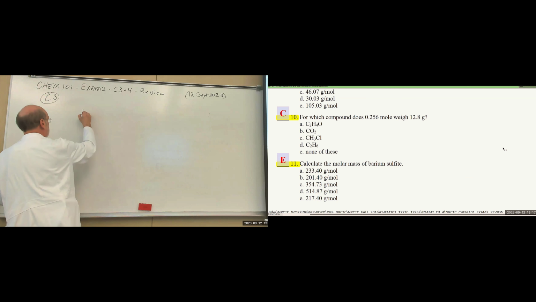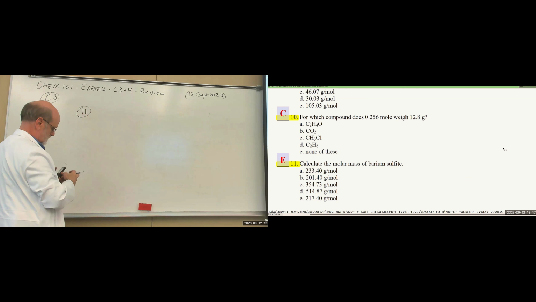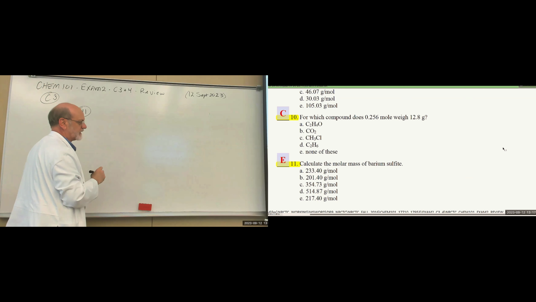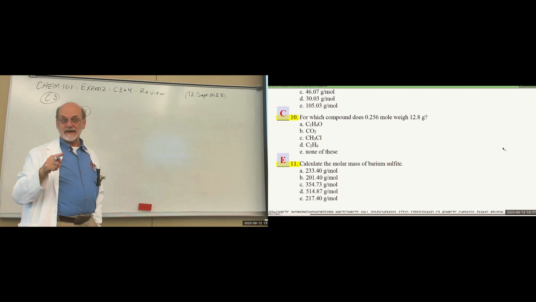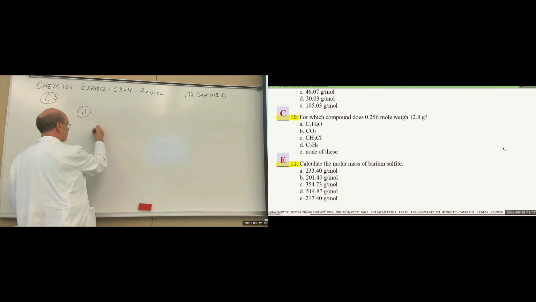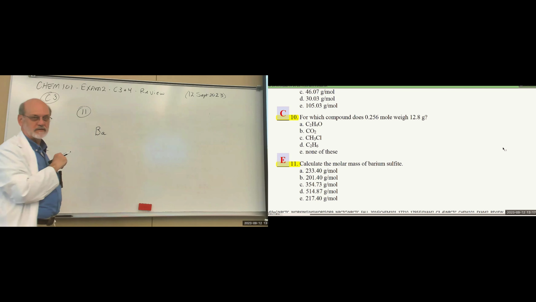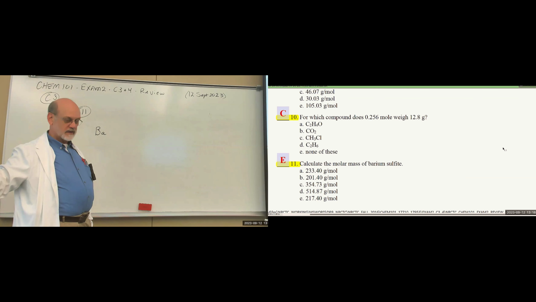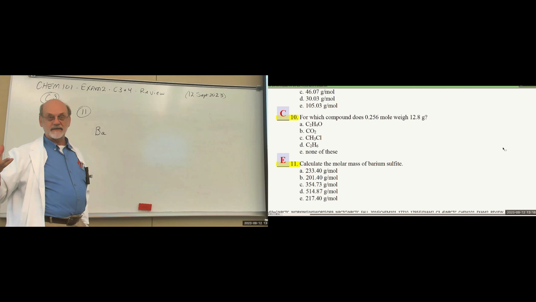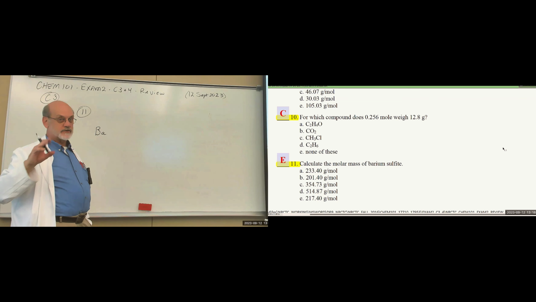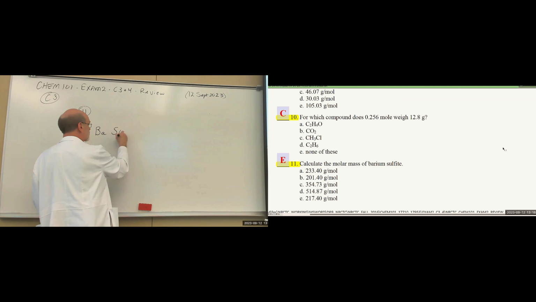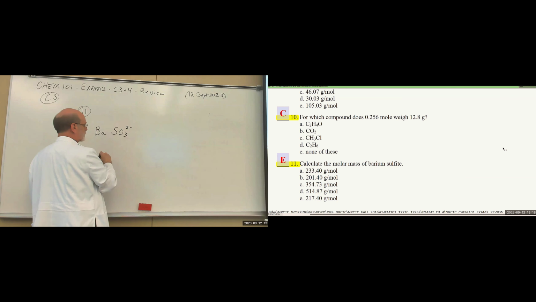11. Calculate the molar mass of barium sulfite. Now you have to be able to write the compound. Barium, now that symbol. Sulfite. There's no element up here that will give you sulfite in the name. Sulfide, yes. If it's just sulfur, it's sulfide. Sulfite is a polyatomic ion, so you may have to look it up. It's SO3 with a 2- charge.